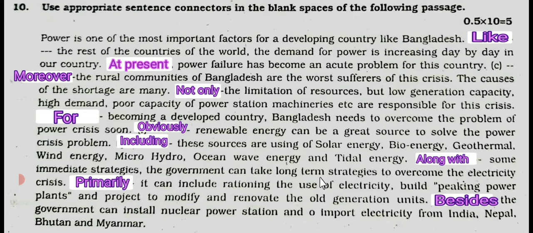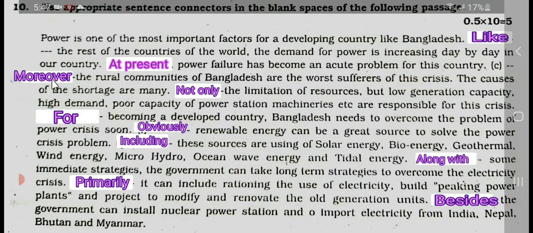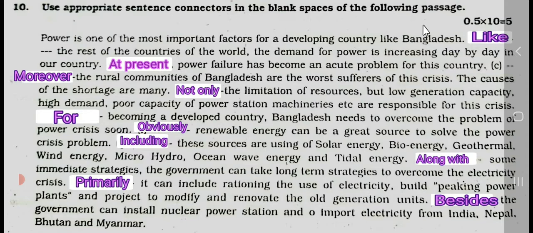The government can take long-term strategies to overcome the electricity crisis. Primarily, it can include rationing the use of electricity, building peaking power plants, and projects to modify and renovate the old generation units. Besides, the government can install nuclear power stations and import electricity from India, Nepal, Bhutan, and Myanmar. So now you understand that in this passage the words like at present, moreover, not only, for, obviously, including, primarily, along with, and besides are all connectors. And if you fill the blanks appropriately, then you will get full marks.